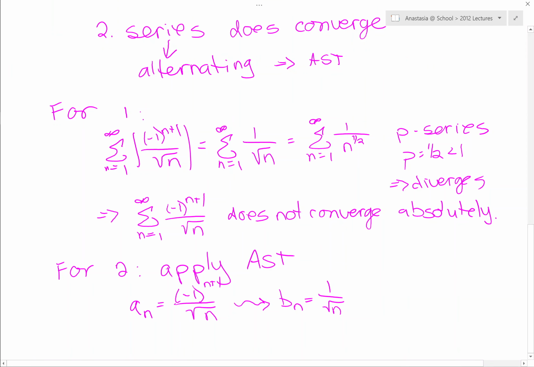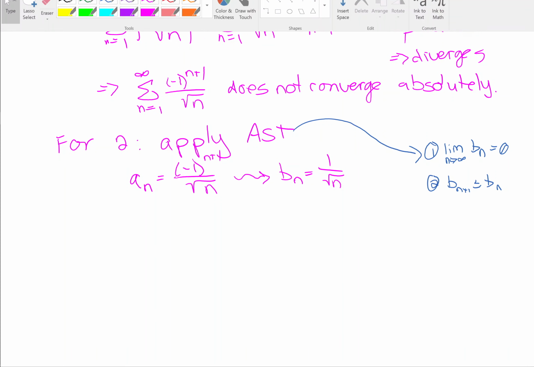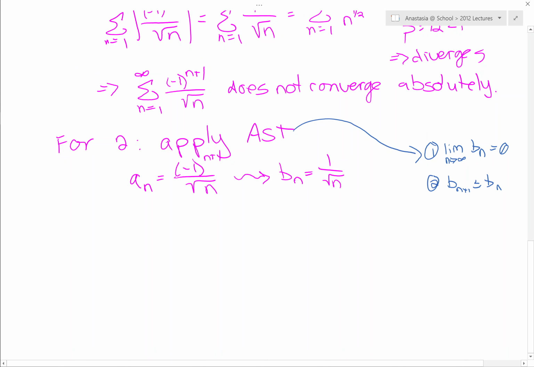Remember, with the alternating series test, we need, again, two things. So first, we need the limit as n goes to infinity of b_n to be 0. So we need our terms to be going to 0. And second, we need our terms to be decreasing. b_(n+1) should be less than or equal to b_n. So then we will look at both of those things here.